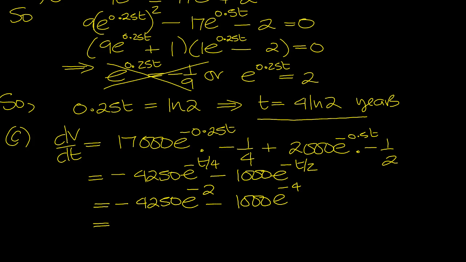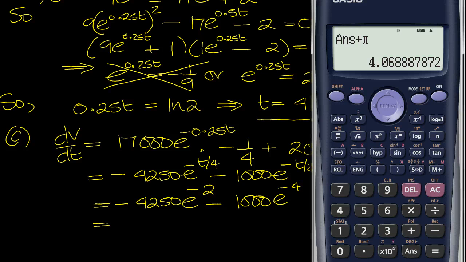which equals, let's type it in the calculator then. So it's negative 4,250 times by e to the negative 2, minus 1,000 times by e to the negative 4, equals minus 593.49.